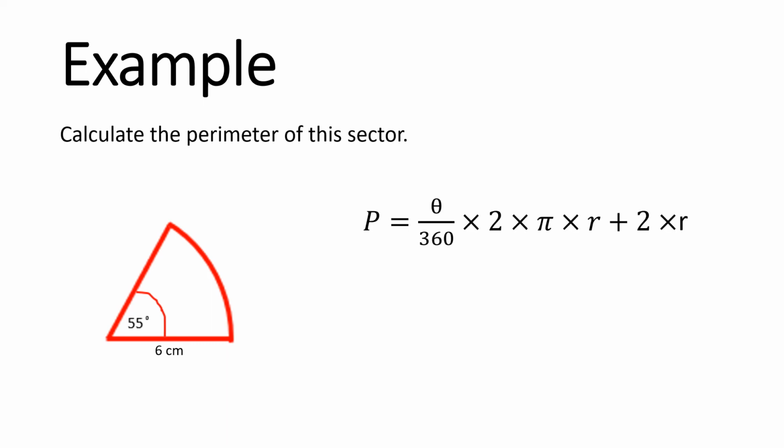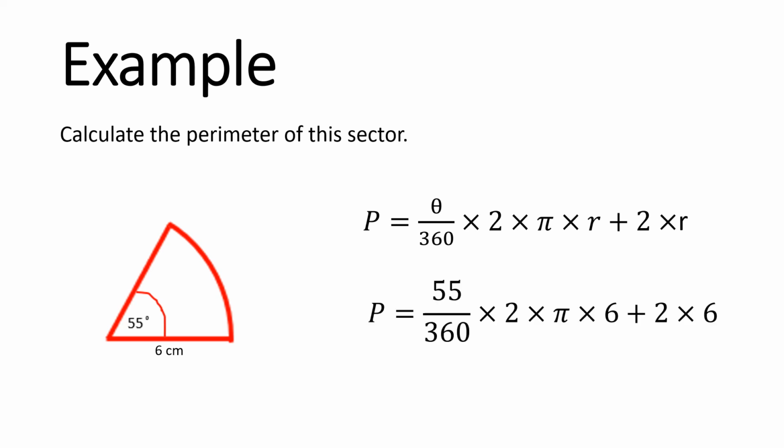So our formula is P equals theta over 360 times 2 times pi times r plus 2 times r. If we substitute in what we know, we have perimeter equals 55 divided by 360 times 2 times pi times 6 plus 2 times 6. And if you type that into your calculator, you'll see that the perimeter equals 17.8 centimetres.